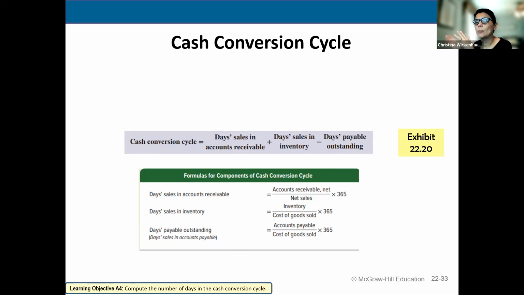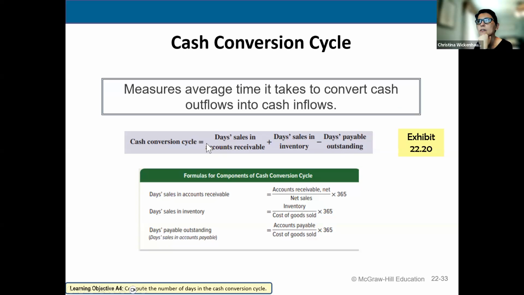So we don't want to pay any sooner than we have to, because that's money outstanding. If we take accounts payable divided by cost of goods sold times 365, that's going to be days payable outstanding. So this plus this minus this will tell us our cash conversion cycle.